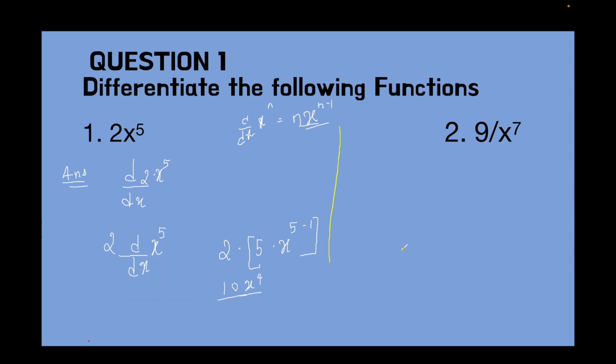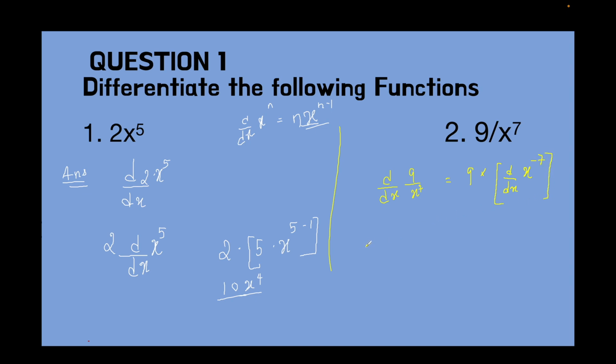Try this. Differentiation of 9 by x to the power 7. Now listen carefully. I want to differentiate 9 by x to the power 7. I will bring 9 outside. 9 times differentiation of 1 by x to the power 7, which I can write as x to the power minus 7.